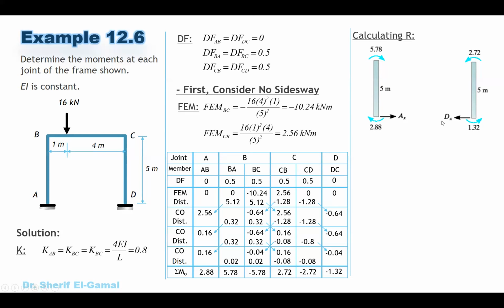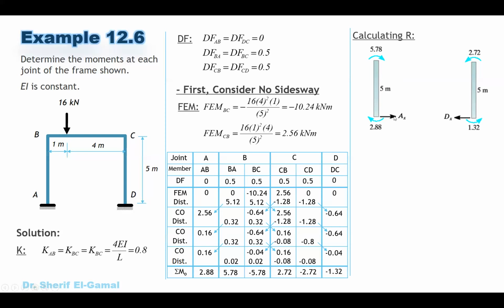To find the AX and DX, it is very easy. Just take the moment at one point for the first column to get the AX. And when you have only moment, just get the summation of moment divided by 5, the span or the length, you get directly the AX. What is the direction of AX?